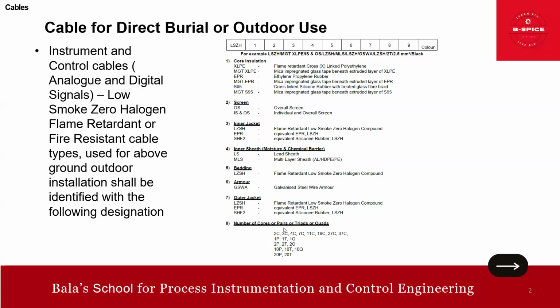Then number of cores, pairs or triads. These are standards: 2 core, 3 core, 4 core, 7 core, 11 core. All these are standard. Then we have a single pair, single triad, single quad. In the same way, 2 pair, 2 triad, 2 quad, 10 pair, 10T, that is triad, then 10Q, quad. This is how we come out with this designation, friends. So when we order, we need to be very watchful and ensure that our requirements are met. So this is for the direct burial, outdoor use.